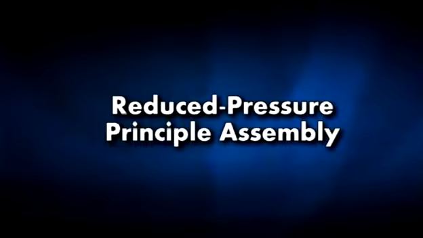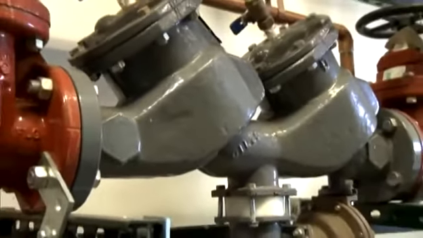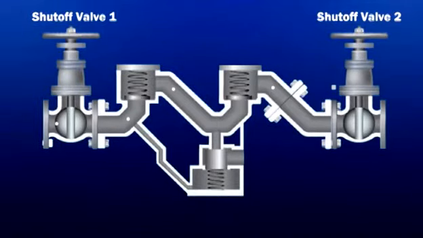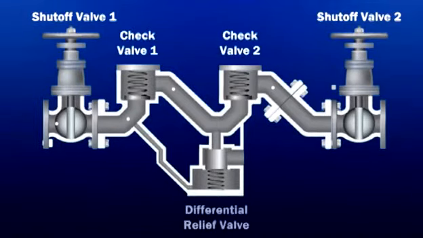Reduced pressure principal assembly. Reduced pressure principal backflow preventers, or RP, provide maximum protection against back pressure and back siphonage conditions. This device consists of two spring-loaded check valves with a pressure differential relief valve located between the checks. Water flows into the first check valve. As the first check opens, it fills the reduced pressure zone and the top of the diaphragm at the relief valve at a minimum of 2 psig, 13.8 kPa gauge.